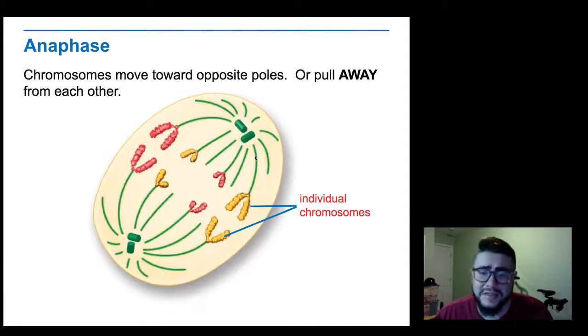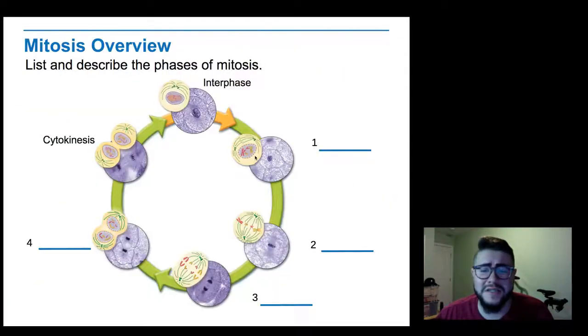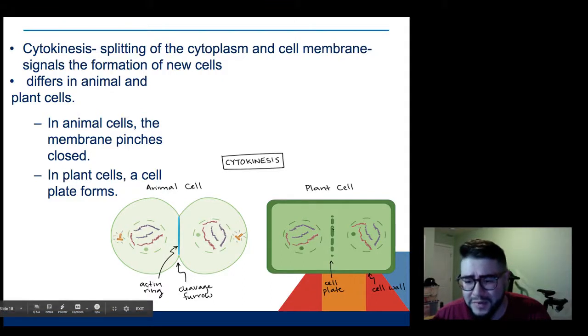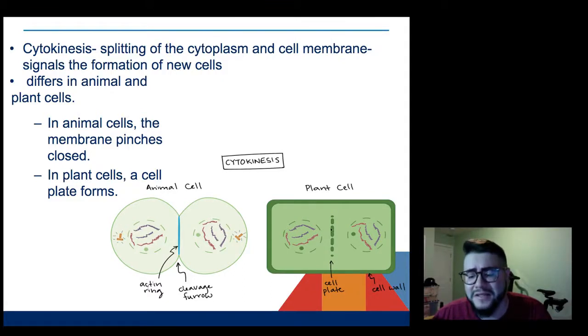The last thing we need to discuss is how this differs between plant and animal cells. In animal cells, the membrane just pinches off exactly like I described. But in plant cells, it doesn't split off as well. Instead, what happens is the cell plate forms, and eventually the cell plate will form a brand new cell wall that separates these two different cells.